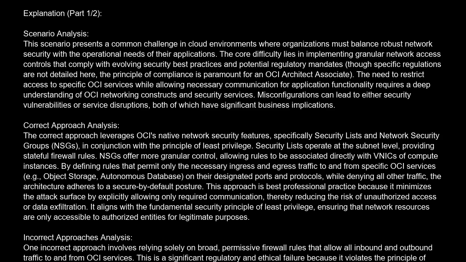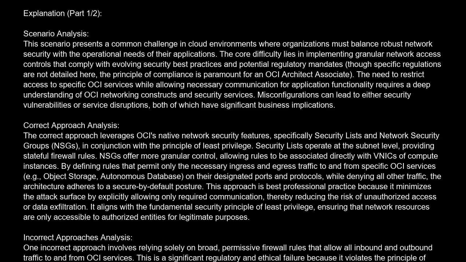Misconfigurations can lead to either security vulnerabilities or service disruptions, both of which have significant business implications. Correct approach analysis. The correct approach leverages OCI's native network security features, specifically security lists and network security groups, NSG, in conjunction with the principle of least privilege. Security lists operate at the subnet level, providing stateful firewall rules. NSGs offer more granular control, allowing rules to be associated directly with VNICs of compute instances.